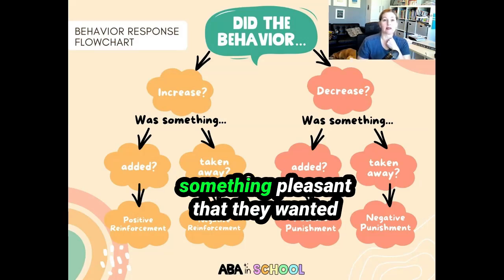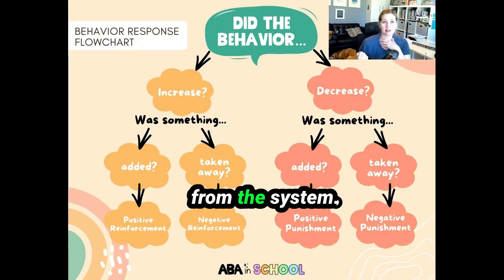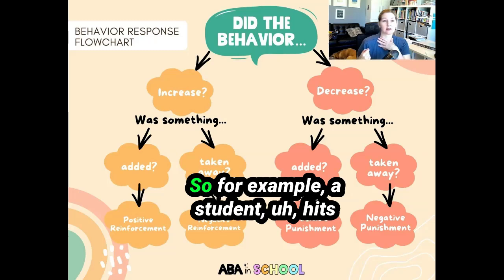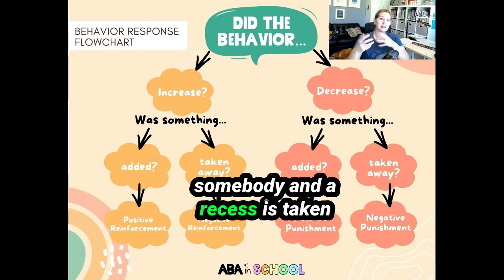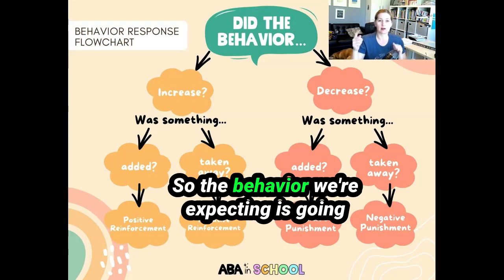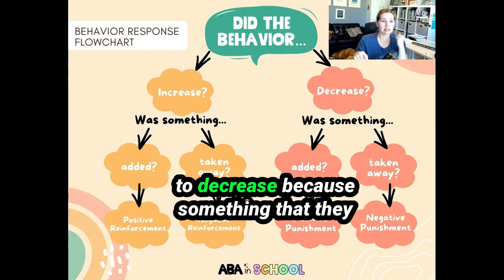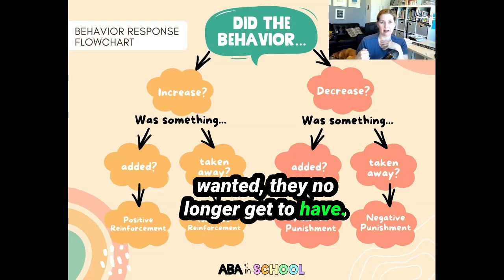Then negative punishment: again, our behavior is decreasing, whatever we defined, and something is removed that they wanted, something pleasant that they wanted from the system. That's usually how it's considered. For example, a student hits somebody and recess is taken away or something. So the behavior we're expecting is going to decrease because something that they wanted, they no longer get to have.